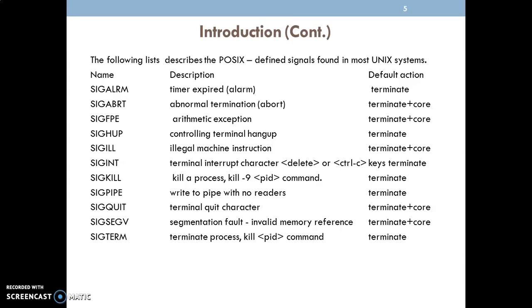Some of the signals are listed here. One of the familiar signals is the alarm signal. The description is that the timer has expired. I hope you use an alarm to wake up in the morning. If I set the alarm at 6 a.m., then when the time expires, a beep sound is generated. That means some event has happened, and according to that, the person takes action: either he stops the alarm and wakes up.